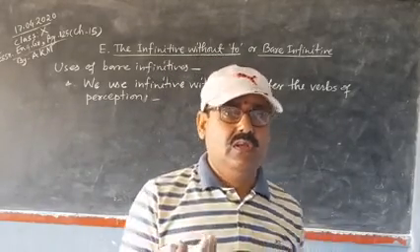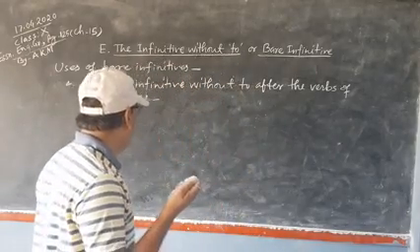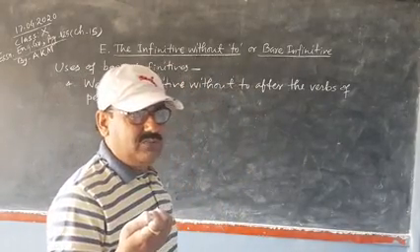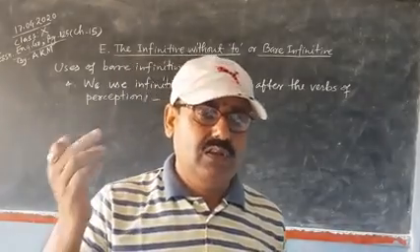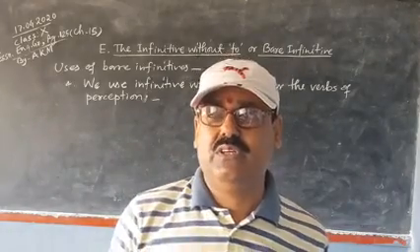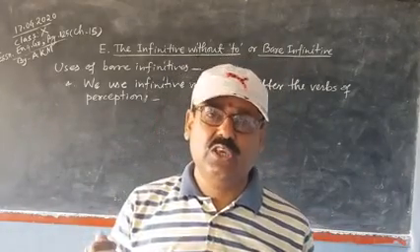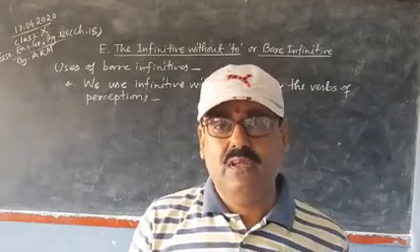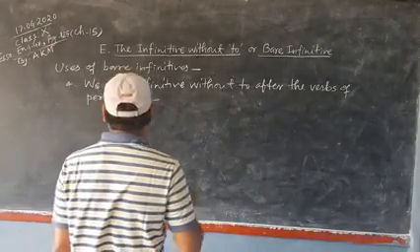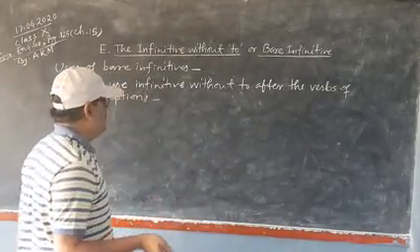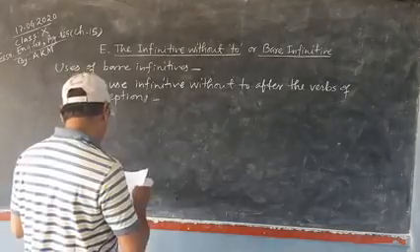eyes, ear, skin. Our skin can feel something, eyes can see, our nose can smell something. So we smell, see, feel. These are the verbs of perception. And with the verbs of perception, we use bare infinitive.